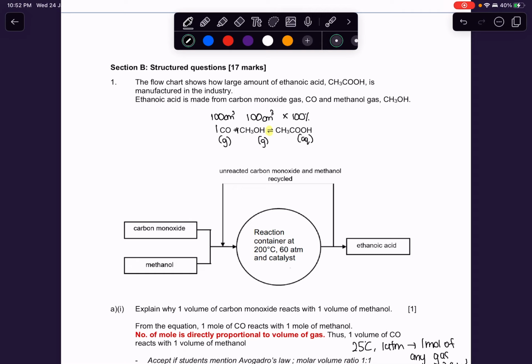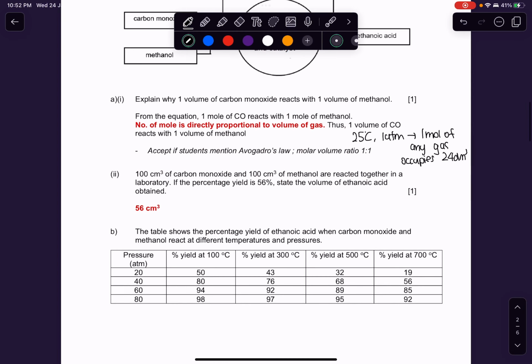First thing is you must note that even assuming 100% yield in the first place, the volume of ethanoic acid formed is not an addition. So you have to first use the mole ratio, because it is 1:1:1, which means that 100 cm cube of carbon monoxide will react with 100 cm cube of methanol to produce 100 cm cube of ethanoic acid. And because the yield is 56%, you will just take 56% times the 100% yield of ethanoic acid, which is 100 cm cube, you will get 56 cm cube.